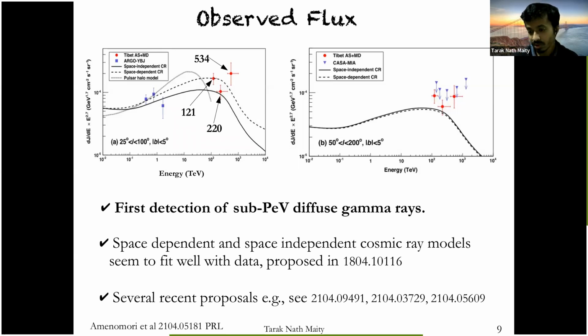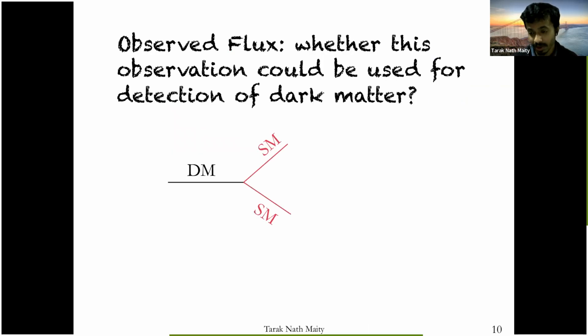So they have observed the diffuse gamma ray flux, and most of the prior theoretical expectations roughly match the data. So given this situation, the question that we are going to ask is whether we could search for dark matter utilizing this observation. Especially, we'll be looking for the decaying dark matter scenario, where the dark matter is decaying to a 2-body standard model final state. And we do not find any signal for the dark matter. Rather, what we find is a stringent constraint on the dark matter parameter space.